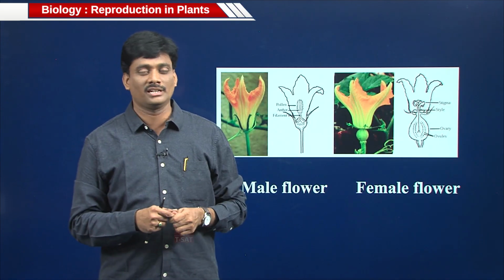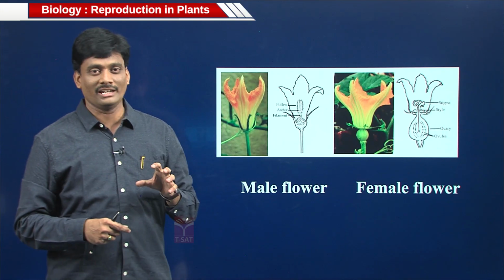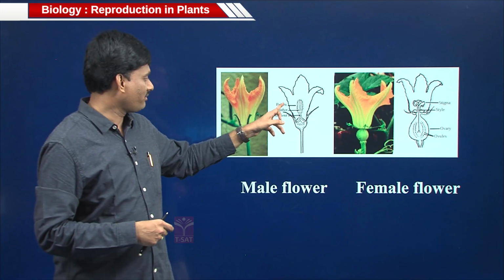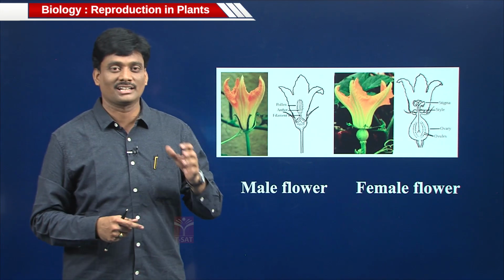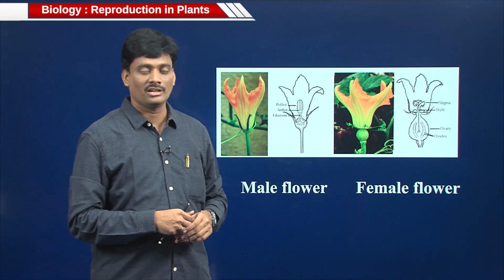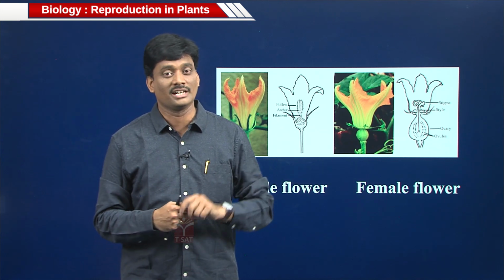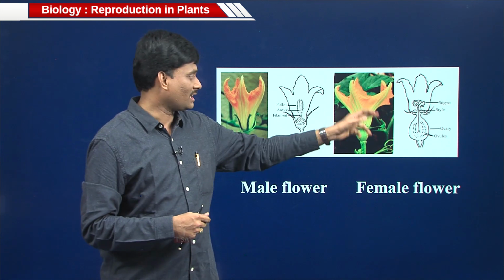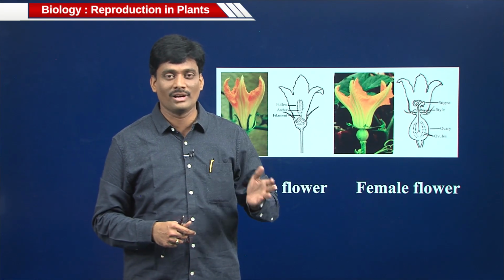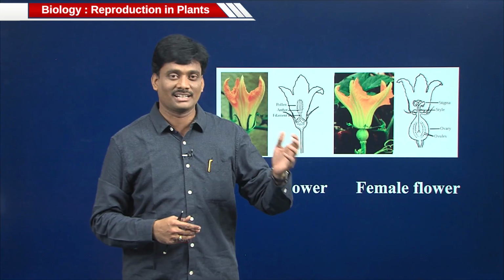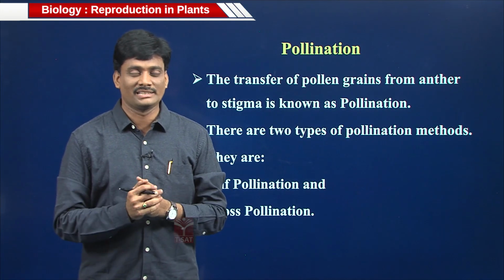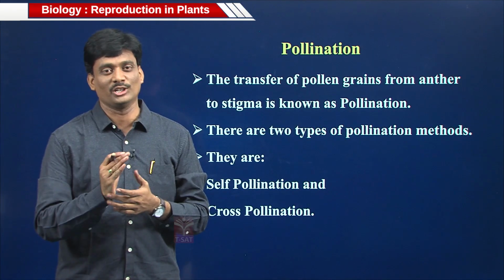androecium is going to be absent, then that kind of flower is called a female flower. Here the flower which contains only stamen, that is the androecium with the parts of pollen, anther and filament, that kind of flower is called a male flower. And next, in a female flower you can observe only the gynoecium, that is the pistil with these parts like the stigma, style and ovary. If only the stigma, style and ovary are present, that kind of flower is called a female flower. Pollination plays a major role in the production of new plants.